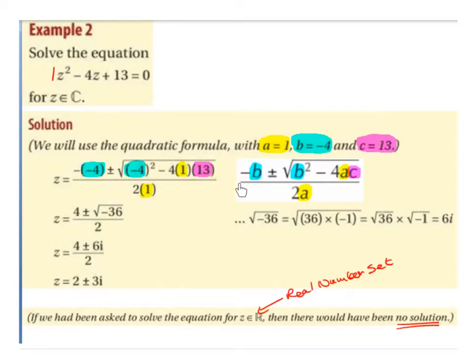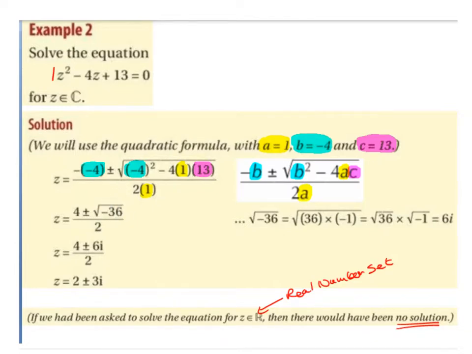also known as the minus B formula to some people, with A equal to 1, because we have an invisible 1 stuck onto the Z squared, B equal to minus 4, because there's a minus 4 stuck onto the Z, and C equal to 13, because the constant is 13. Subbing into our formula, we end up with Z equals minus minus 4 plus minus the square root of minus 4 squared minus 4 times 1 times 13 divided by 2 times 1. Simplifying, we get Z equals 4 plus minus the square root of minus 36 all over 2.